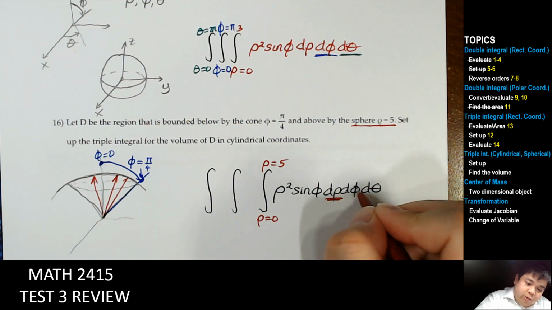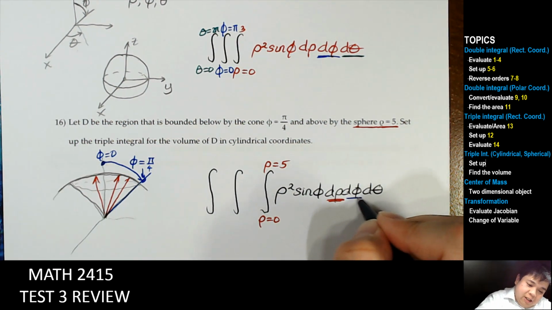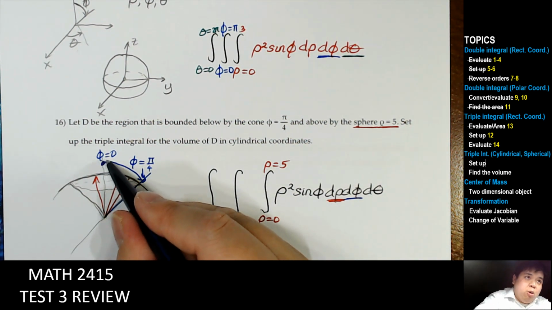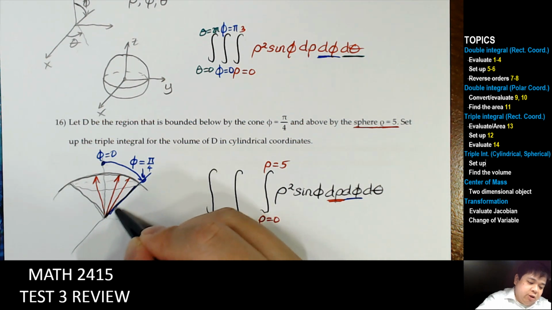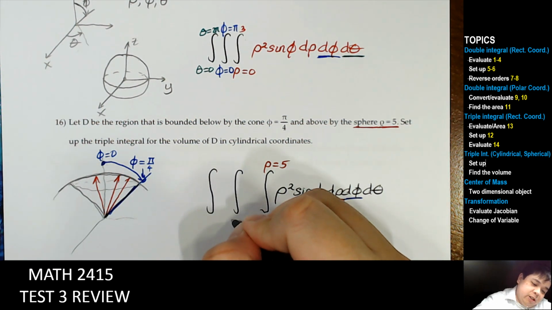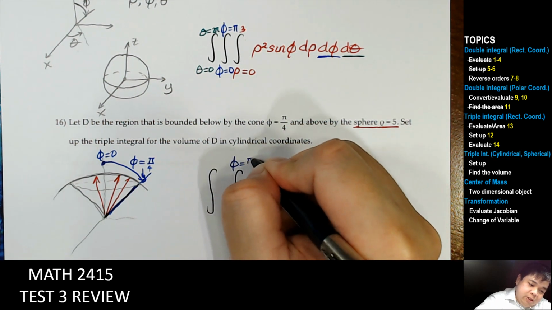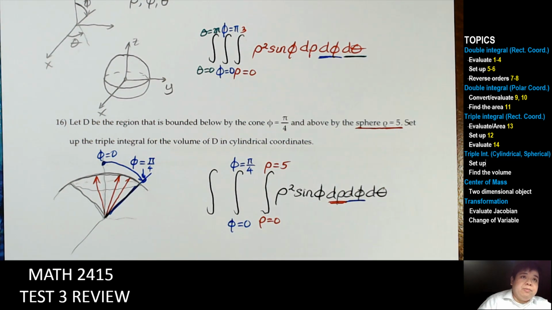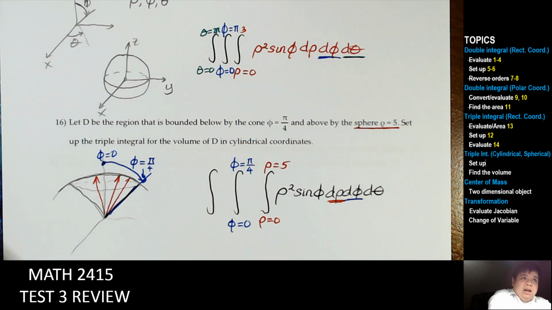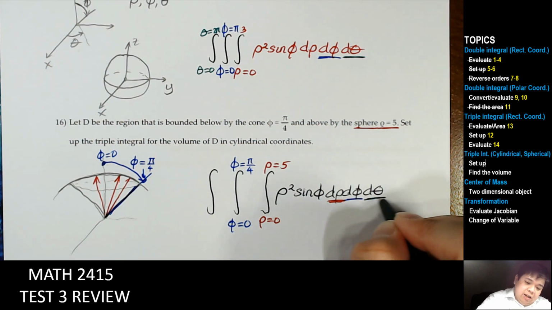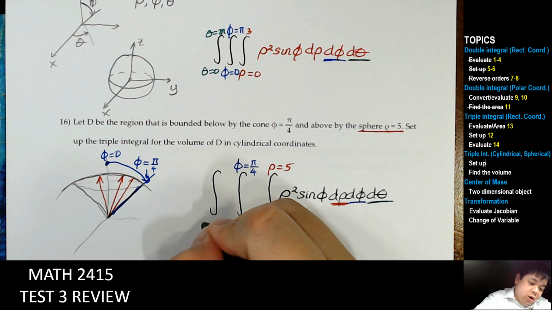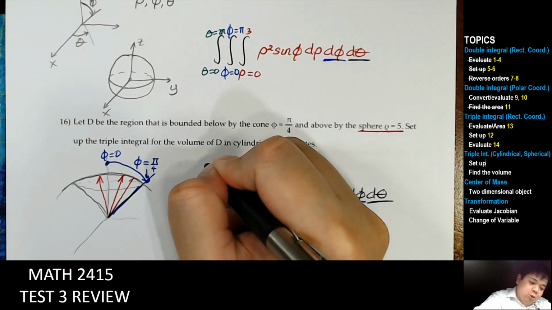Next, the angle phi. Go from 0 at the north pole out to the edge of the cone, pi over 4. And then d theta. We go one complete revolution all the way around, so 0 to 2 pi.